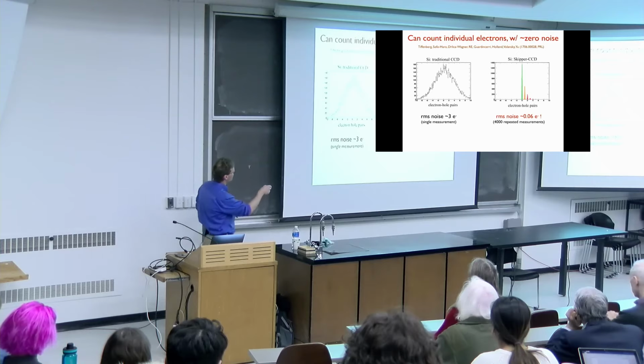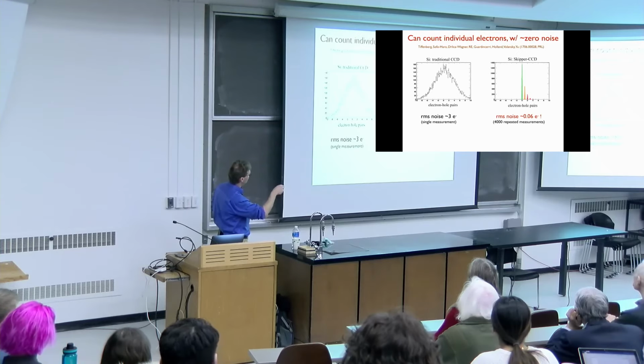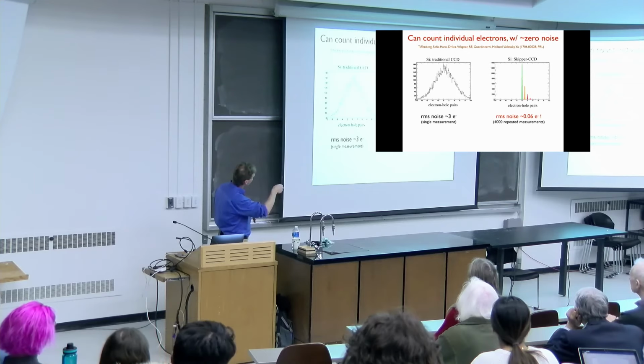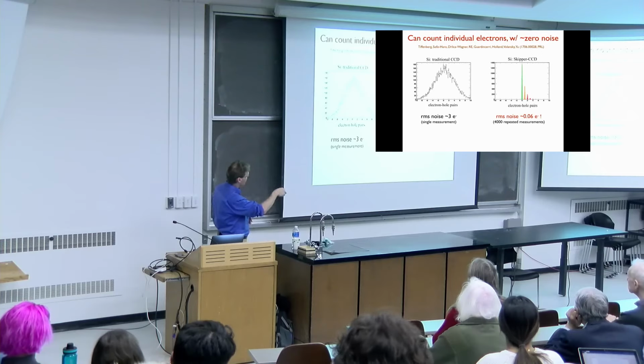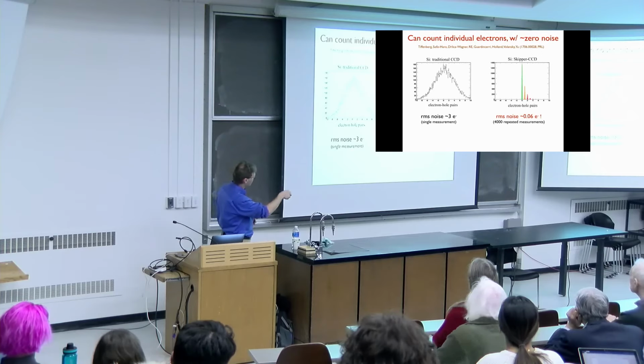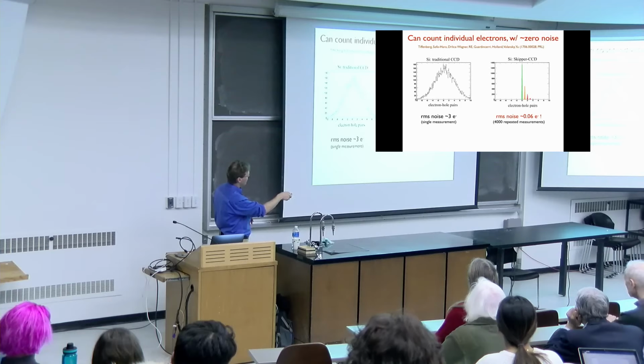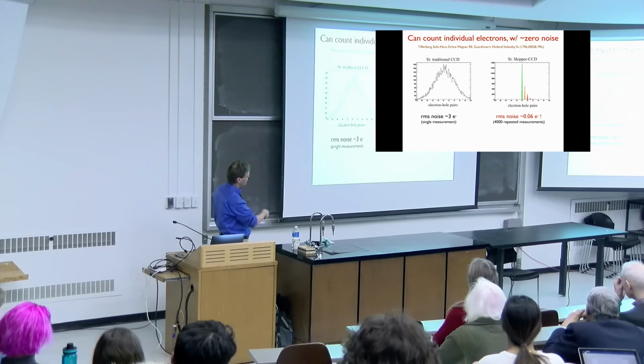Here's a picture of a traditional CCD measurement, where you're measuring pixels that have no charge in them. Some of them have 1 electron, some 2, some 3. You make this measurement, and this is your inferred measurement, just making one single measurement, like an ordinary CCD. In this particular case we had a noisier CCD, so the error was 3 electrons for one measurement. So you see this big Gaussian. You don't know what you're measuring here, whether it's 1, 2, 3, 4 electrons or whatever. But if you take a skipper, in this case 4,000 repeated measurements, you see precisely all the pixels that have 0, all the pixels that have 1 electron, all the ones that have 2, 3, 4, etc.